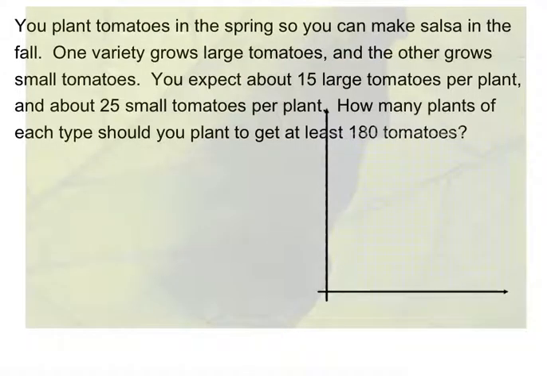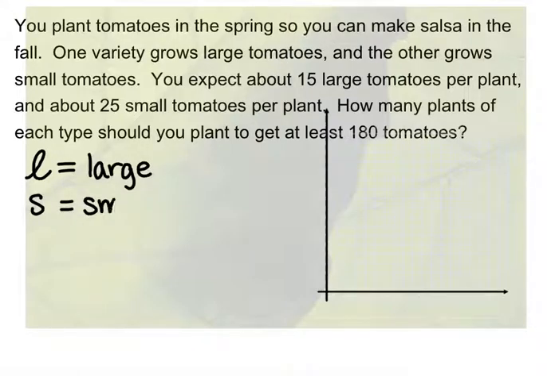Last question's about tomatoes. You plant tomatoes in the spring so you can make salsa in the fall. One variety grows large tomatoes and the other one grows small tomatoes. So those must be two of my variables, large and small. Now you can use whatever you want. I'm going to use L, but I'm going to use a cursive L because my ones look like L's. So L is going to equal large tomatoes, and S is going to equal small tomatoes.